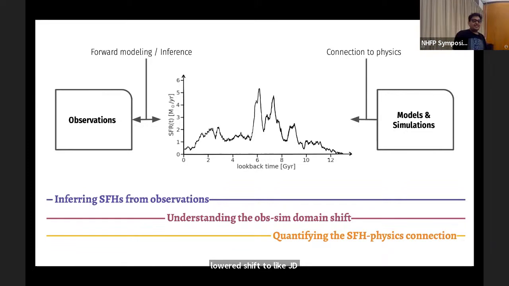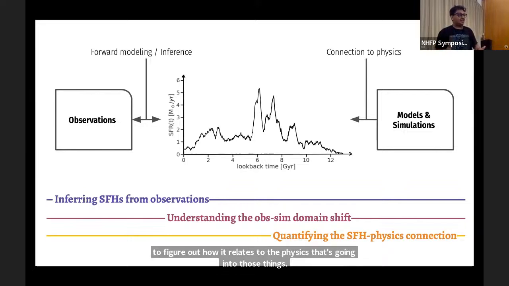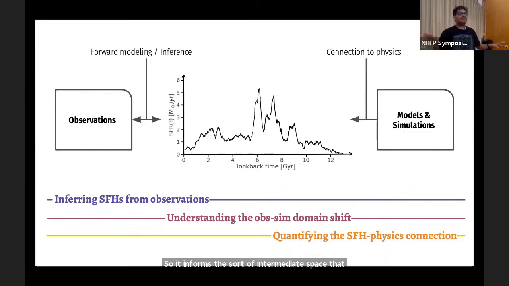And then you can look at these star formation histories in the context of analytical models or cosmological simulations to try to figure out how it relates to the physics that's going into those things. So it forms the sort of intermediate space that allows us to connect observations and simulations and study them on this common footing. Right?